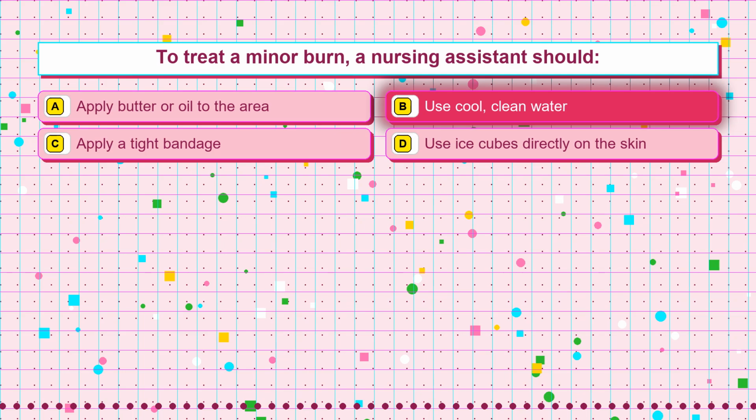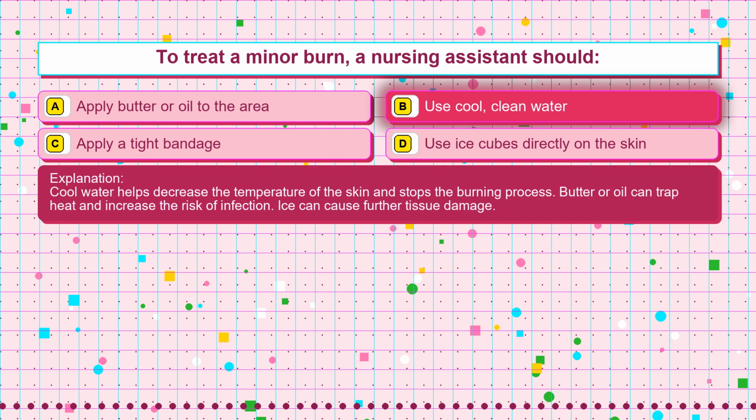The correct answer is option B, use cool, clean water. Cool water helps decrease the temperature of the skin and stops the burning process. Butter or oil can trap heat and increase the risk of infection. Ice can cause further tissue damage.